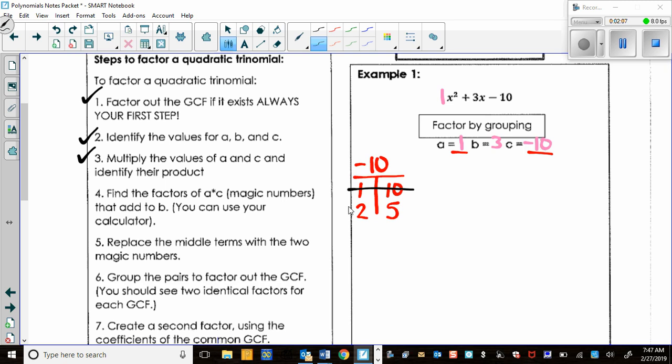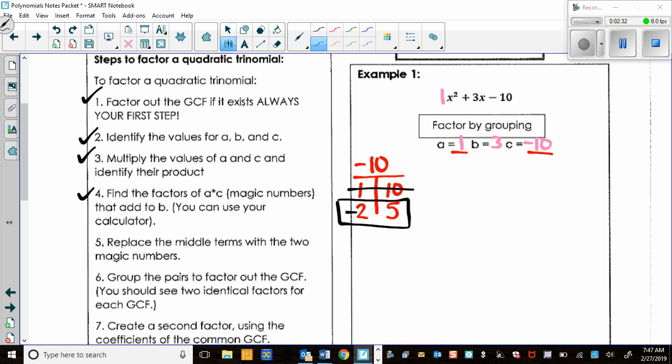But if I look at 2 and 5 and I want a +3, I need this number 5 to be positive and my 2 to be negative, so that if I multiply them, I get -10. But if I add them, I also get 3. So this is my magic number right here. Alright, so that's step 4. Now this is what's new for you all.